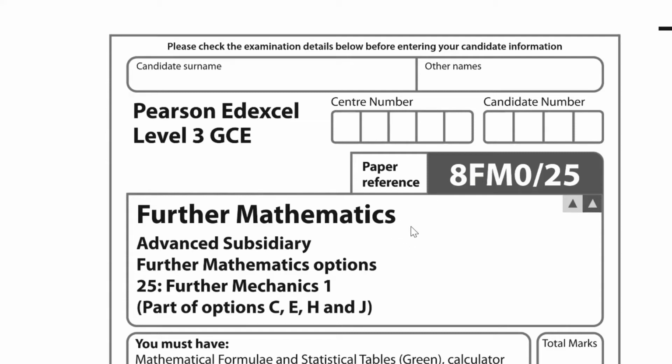This is the Edexcel AS Level Further Maths Paper 2 from the October 2021 series, and in this paper we will be taking a look at the Further Mechanics 1 paper.